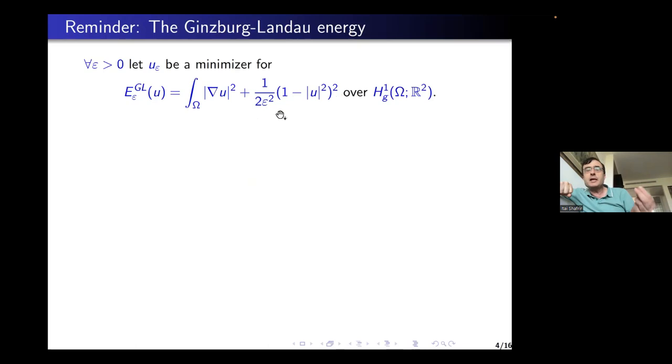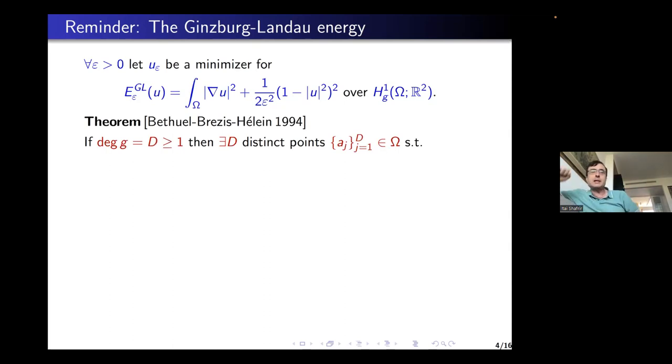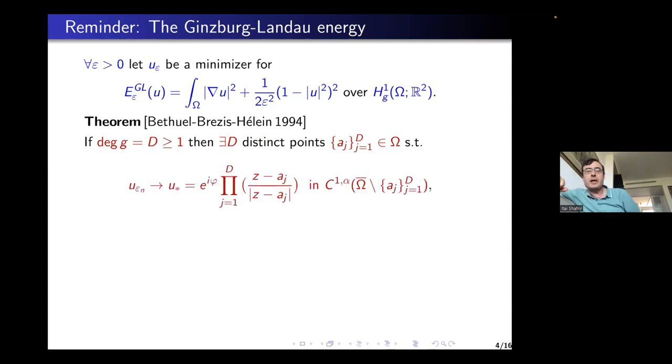So in the limit, when epsilon goes to zero, you push u to take values in S1, to force the modulus to be one in the limit. And the famous result of Bethuel, Brezis and Hélein says that if the degree d is positive, greater or equal to one, then they gave a precise description of the limit of the minimizers u_epsilon. Up to a subsequence, it converges to a singular S1-valued map, but with a very simple structure. It's called the canonical harmonic map, with singularities at the points a_1 up to a_d. And away from this singular set, you have convergence in C^{1,alpha} to this u star.